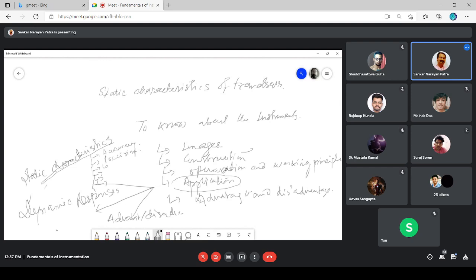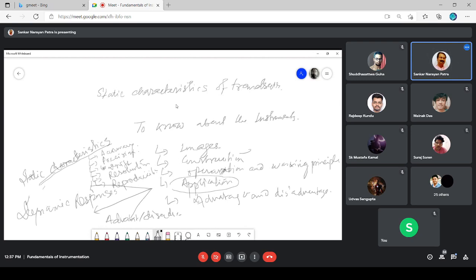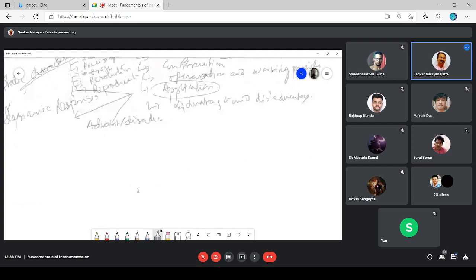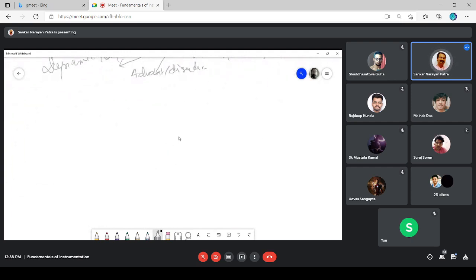Precision, accuracy, drift, resolution, reproducibility. So I am coming to that point here. What are the static characteristics?